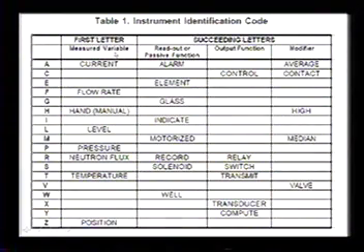So again, the instrument identification code here, you got your first letter and your succeeding letters. So A is for current, amps, right? It's alarm, it's readout, passive function.